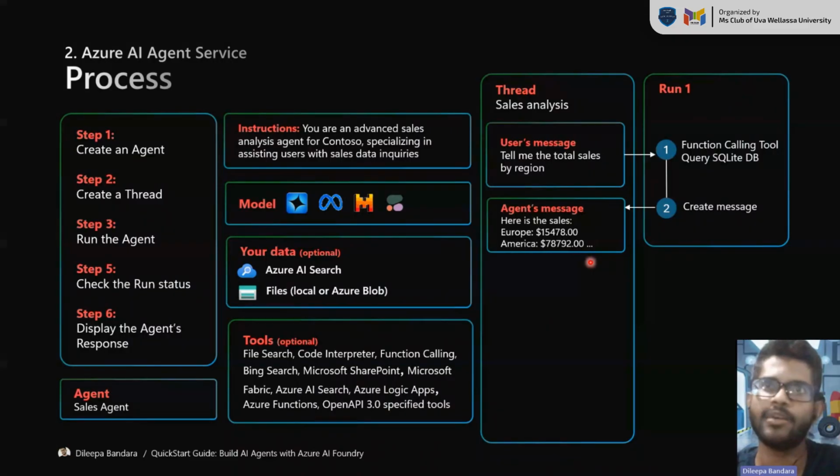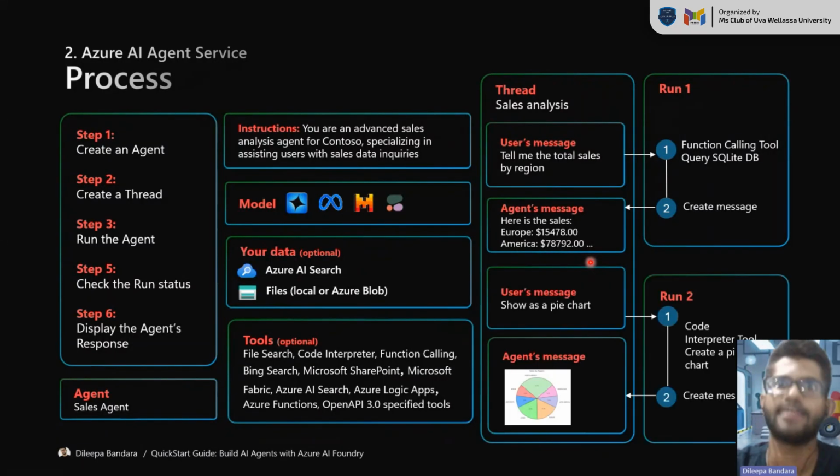Okay, so inside one thread, we can have multiple runs, right? It's sort of a one-to-many relationship. We have one thread and we can manage multiple runs. So let's go to the next one. That's how we are going to ask it to generate the pie chart. That's the way the code interpreter tool comes to the playground, okay?